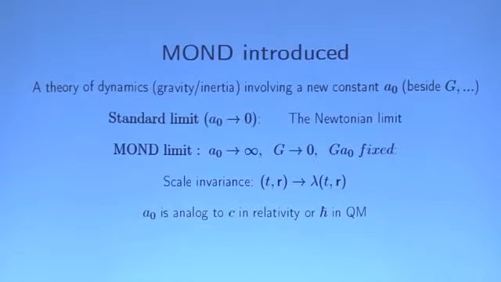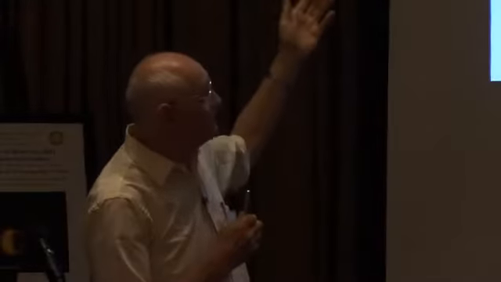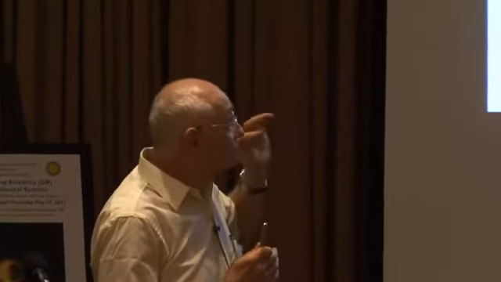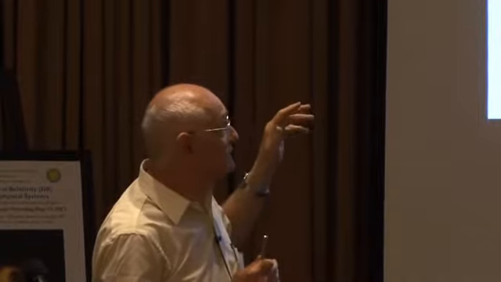Formally, you can say the following: we are looking for a theory that has in it, or you are allowed to use in the construction of the theory, beside the standard constants, let's say G and the relativistic limit c, you use a0, and you want the theory to be such that in the formal limit a0 goes to 0, which amounts to saying that all accelerations in the system are much larger than a0, you get standard dynamics again. And the crux of the issue is really what you require in the opposite limit. The opposite limit is when a0 goes to infinity or becomes very large compared with accelerations in the system. Technically, it turns out that you have to require at the same time that G goes to 0, so that G times a0 remains fixed.